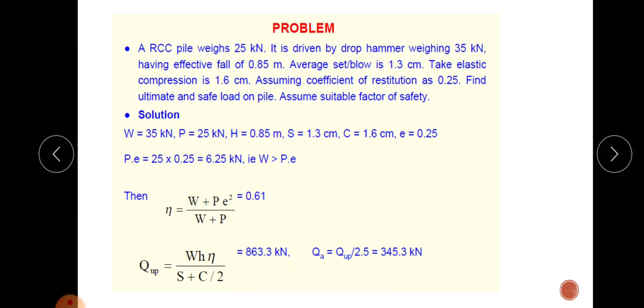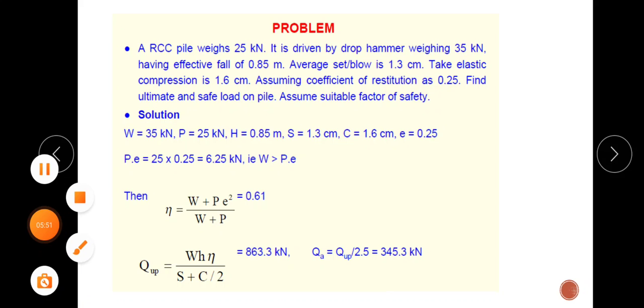An RCC pile weighs 25 kilonewton. It is driven by a drop hammer weighing 35 kilonewton, having an effective fall of 0.8 meter. Average set per blow is 1.3 centimeter. Take elastic compression as 1.6 centimeter. Assuming coefficient of restitution as 0.25. Find ultimate and safe load on pile. Assume suitable factor of safety.